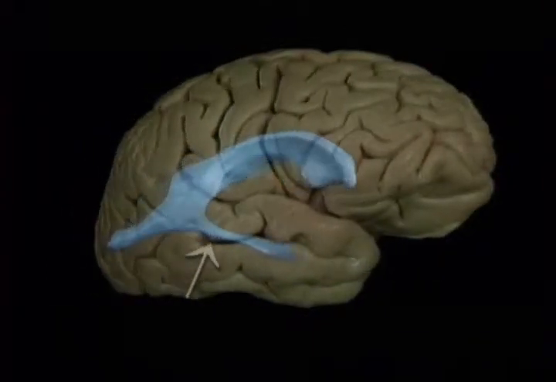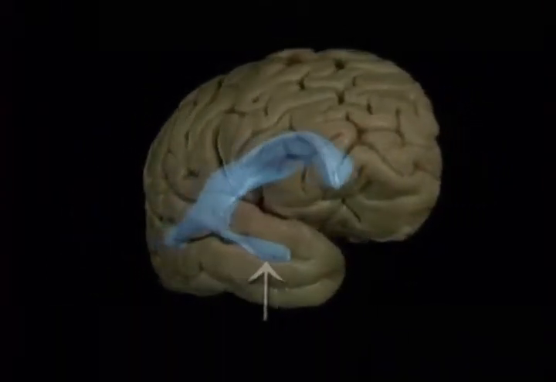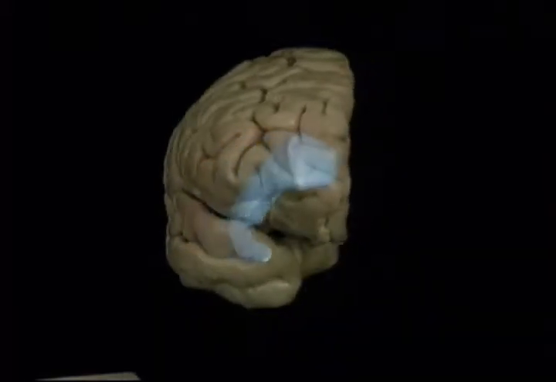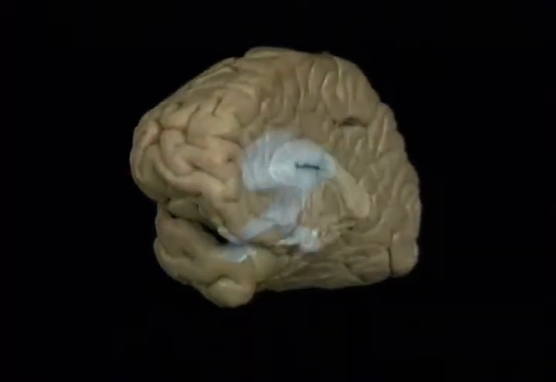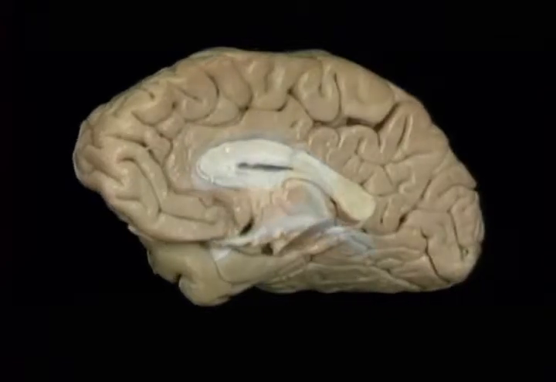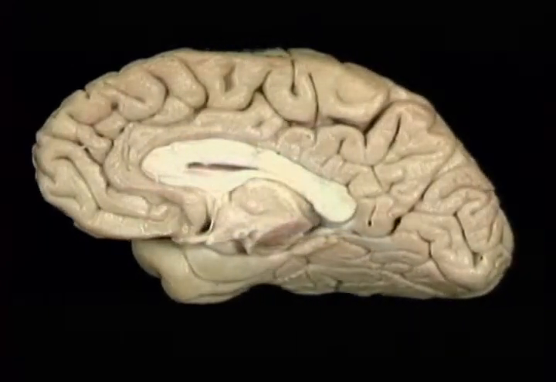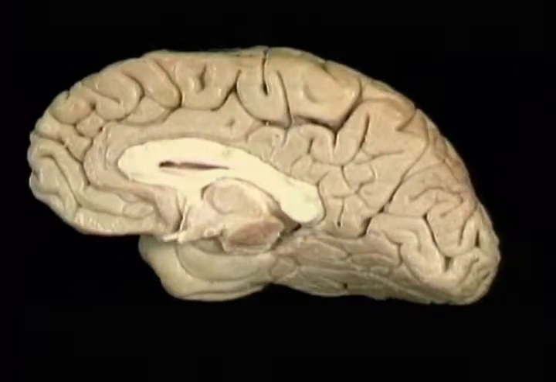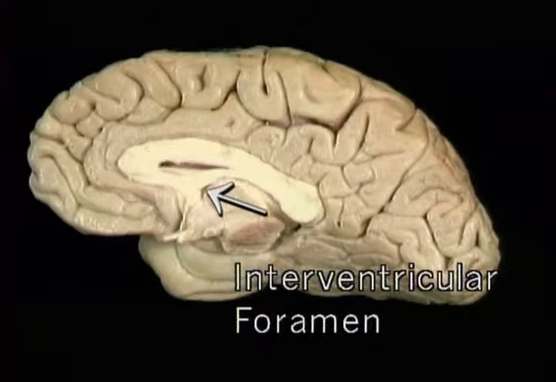And the inferior horn curls downward and forward into the temporal lobe. To see where the lateral ventricle communicates with the third ventricle, we'll go round to a medial view. The communication is here, at the interventricular foramen.